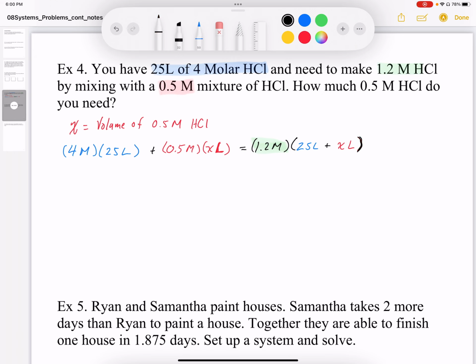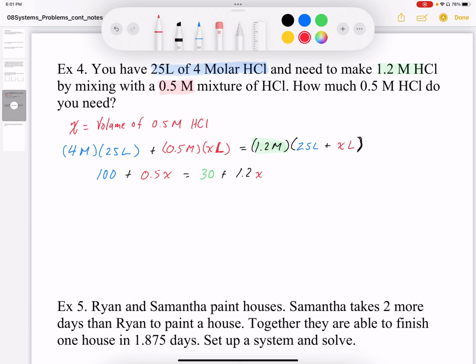Okay, so there's my equation. I'm just going to do this without the units now. So I get 100 plus 0.5x, and that's going to be equal to 1.2 times 25 liters. That's going to give me 30 plus 1.2x.